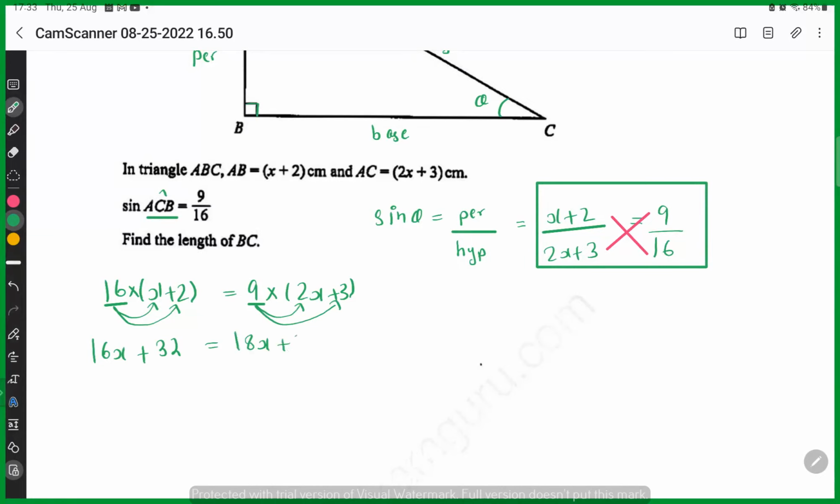18x plus 27. Okay. Now I'll take this 16x on the other side and I'll bring this 27 on this side. So 32, it was plus 27, now it would become minus 27, and this is equal to 18x minus 16x. 32 minus 27 is 5. Very good. So 5 is equal to 2x and x is equal to 5 by 2. So that is 2.5. This means x was equal to 2.5.